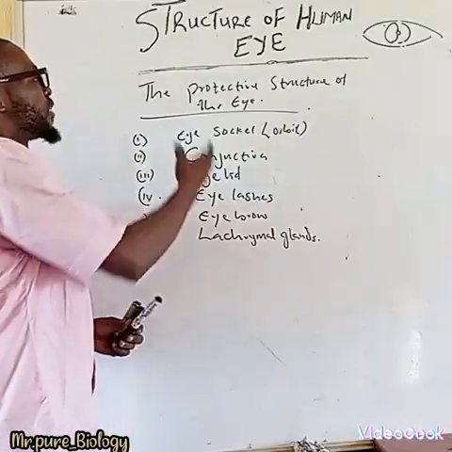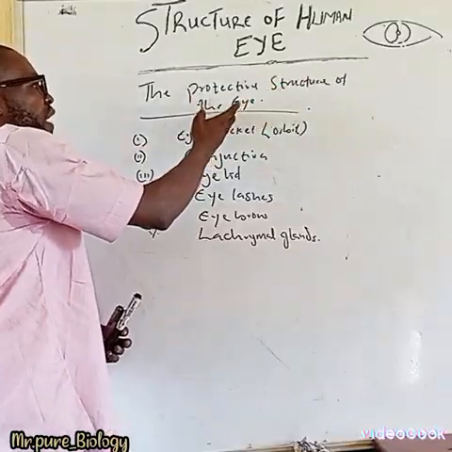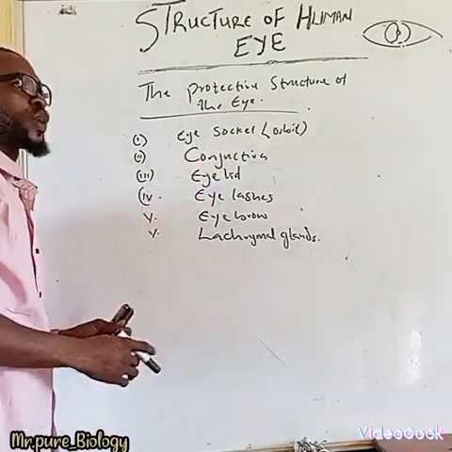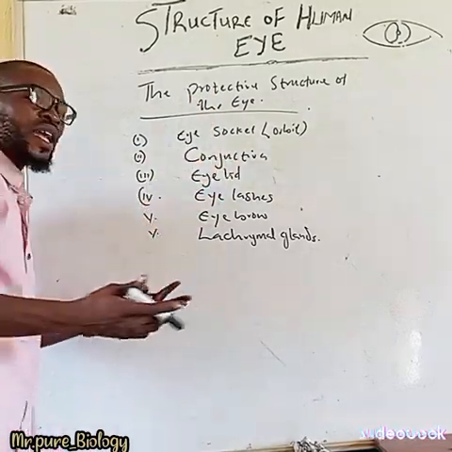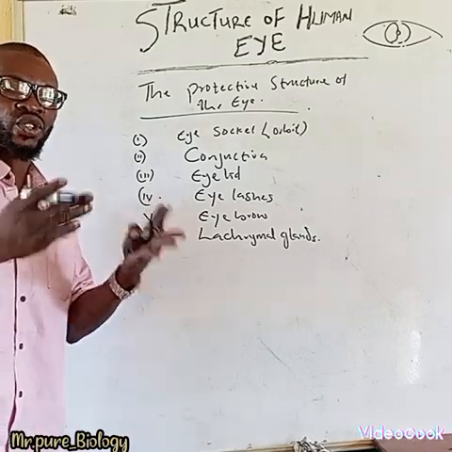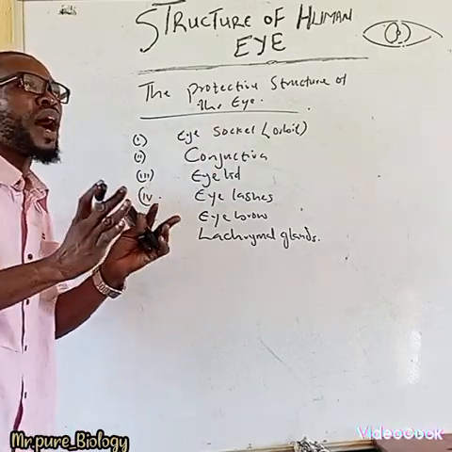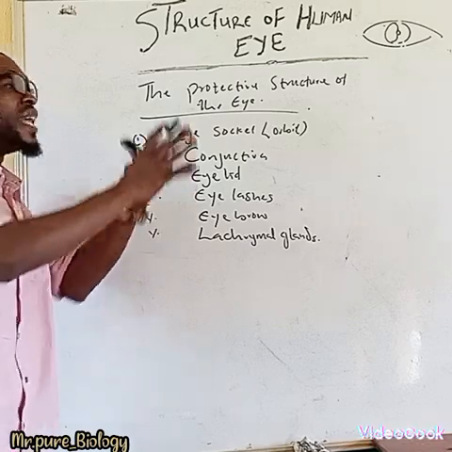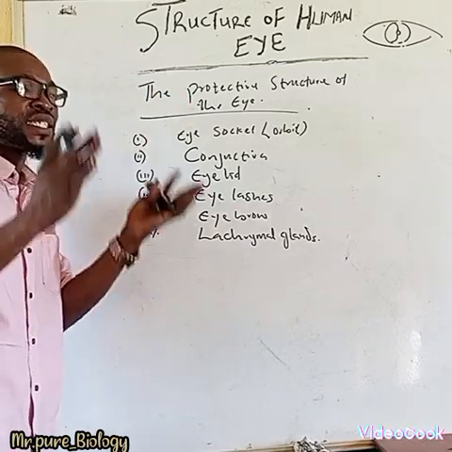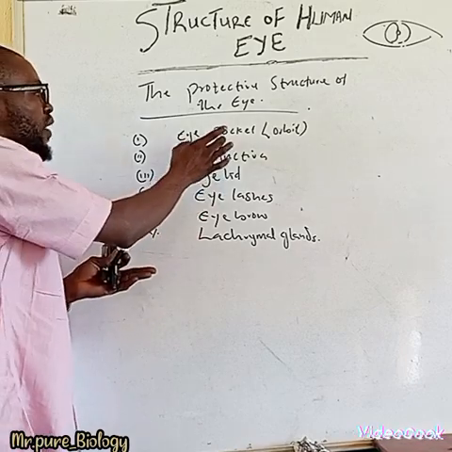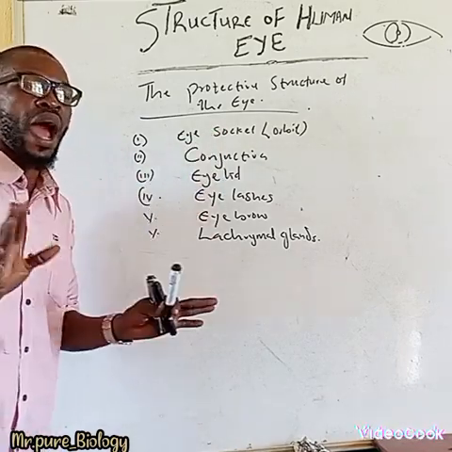Now let's take them one after the other. We have the eye sockets. The eye socket is a depression in the skull in which the eyeball is contained, and it majorly protects the entire eyeball from external injury. As you can see, the eye sockets provide a major protection for the eyeball.